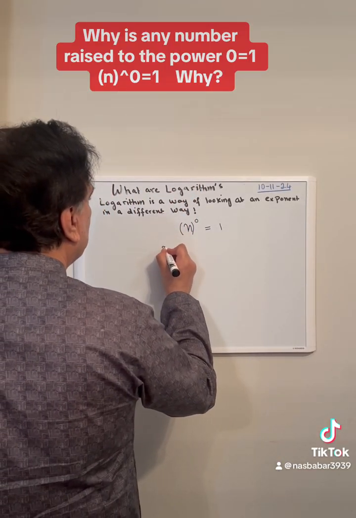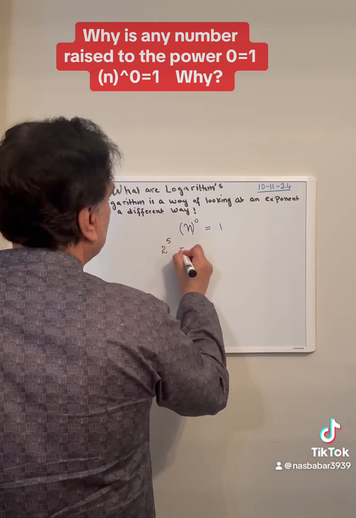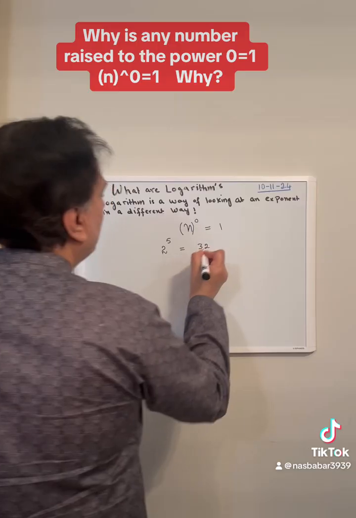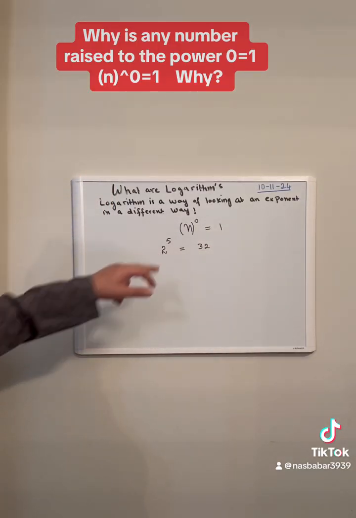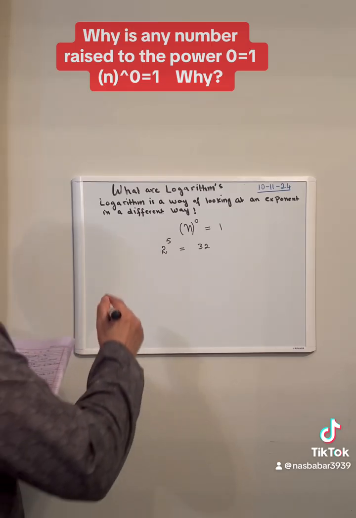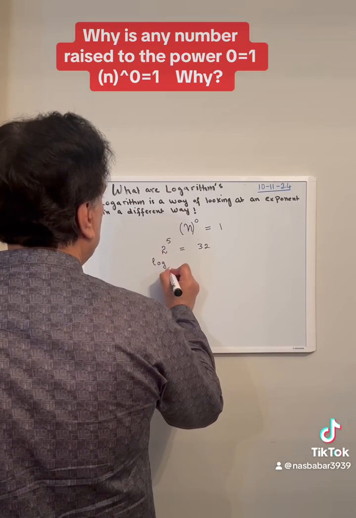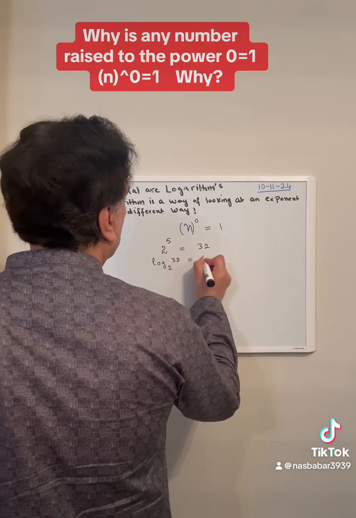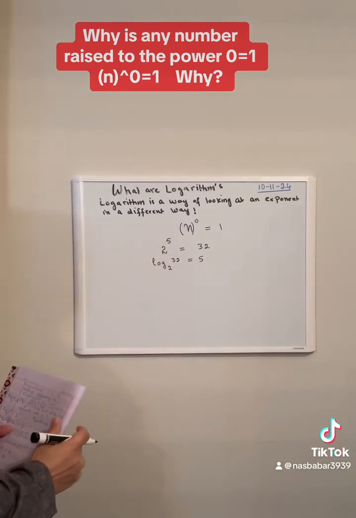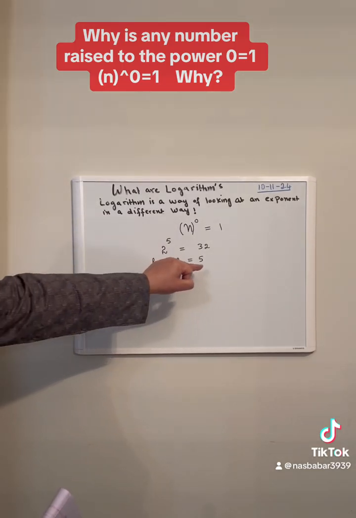If I have 2 raised to the power 5, which is equal to 32, if I want to write this down in a logarithmic way, how would I do that? What I would do is I would say log base 2 of 32 is equal to 5, right? So this is the way I would write it in a logarithmic function way.